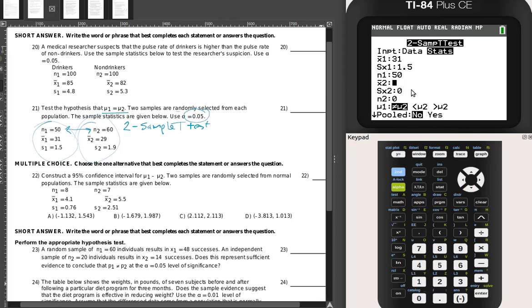X2 bar 29. The second standard deviation goes 1.9, and then this size was 60. We're testing the hypothesis of whether they're equal. So the alternative hypothesis must be just that they're not equal. We don't really have anything to go off of that it should be less or greater. We're just looking for not equals. That will be the alternative to equals.